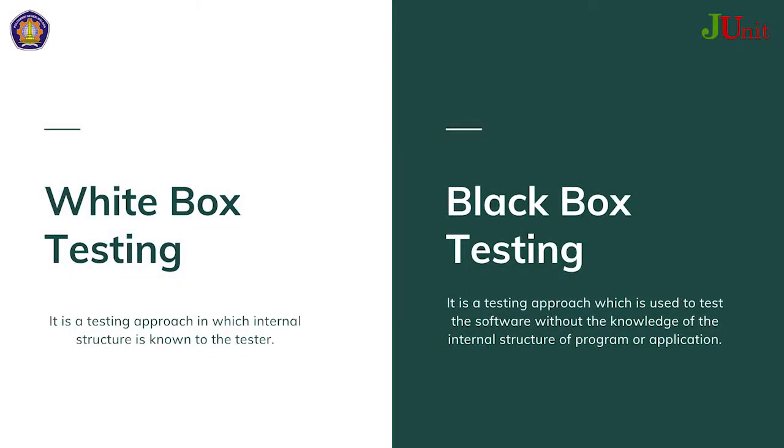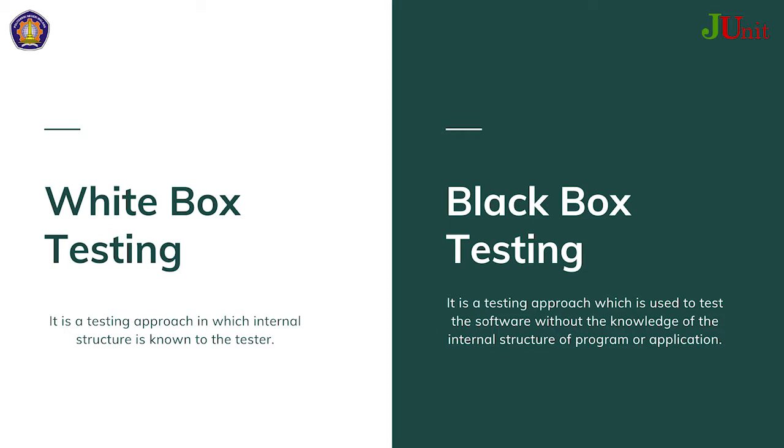There are two types of unit testing. First, white box testing. It is a testing approach in which the internal structure is known to the tester. It is mostly done by software developers. For example, input to check and verify loops. And the types of white box testing are path testing, loop testing, and condition testing.